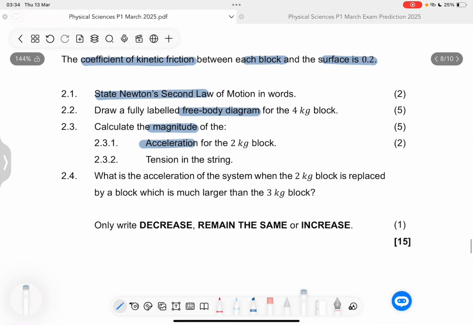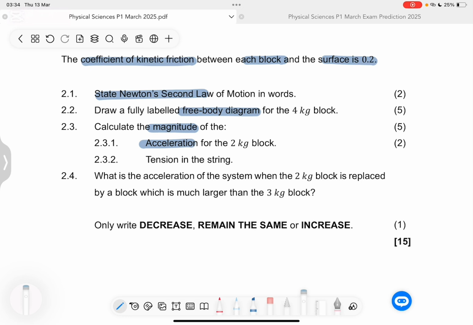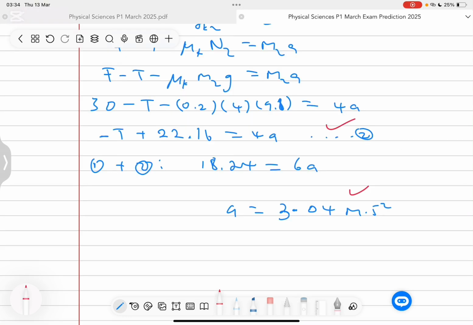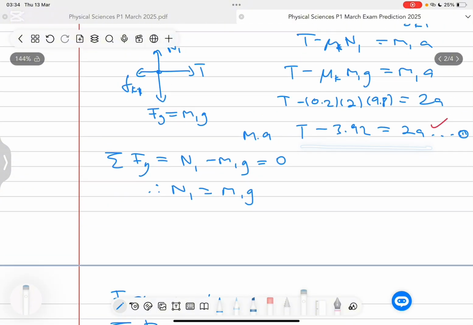Because we are done answering this question, we will then go to 2.3.2, where they say calculate the tension in the string. Now, calculating the tension in the string is not really a hassle. That's why the question is only 2 marks, because what we do here is use one of our equations at the top to solve for the acceleration. If I look at this equation and this equation, I think this one is much easier to work with. I'll take this one.